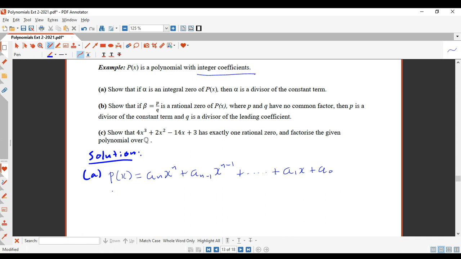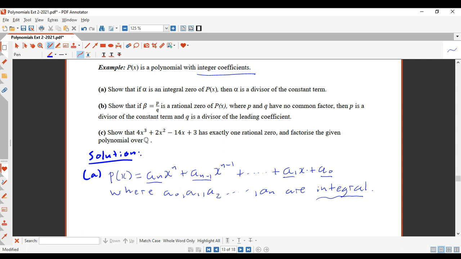Okay, and we're told that the coefficients are integers. So we're going to say where a naught, a1, a2, all the way up to an are integral. Now that's another way of saying integers. Okay, you'll see that sometimes in textbooks. So we just said that the coefficients an minus 1, a1, a naught, these are all integers.